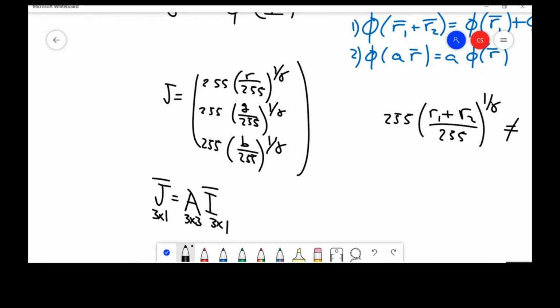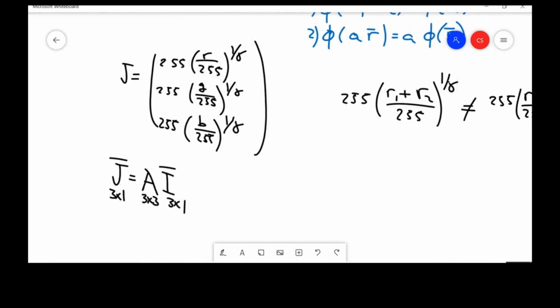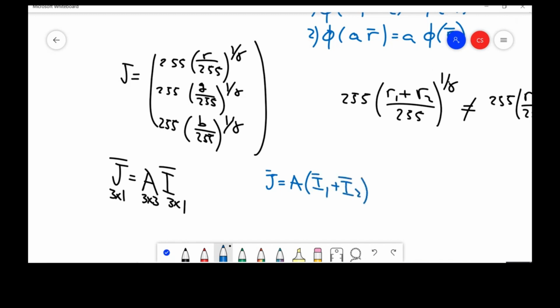So now, let's see if that is linear. If it is linear, we should have the two properties. Let's say that I have an image that will be the addition of two images, and then by the properties of the multiplication of vectors and matrices, this is I1 plus I2. Those two are vectors, and this is exactly J1 plus J2. So it fulfills the first condition. What about the second?